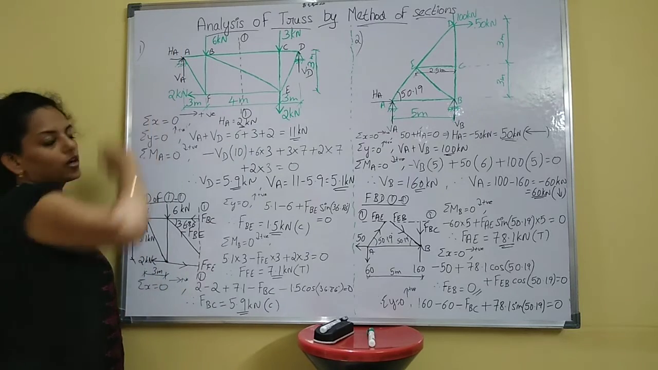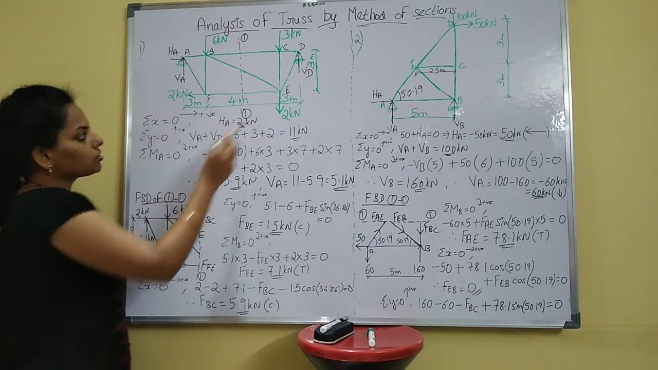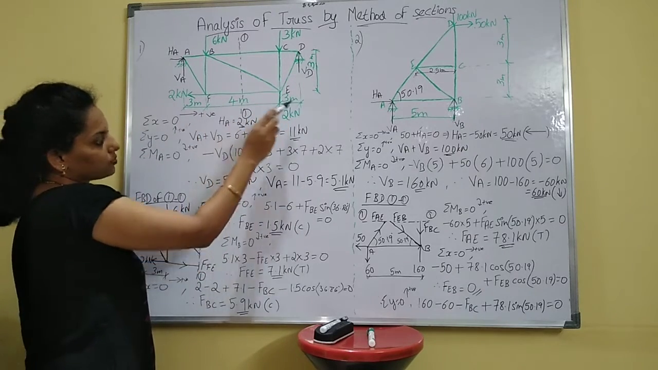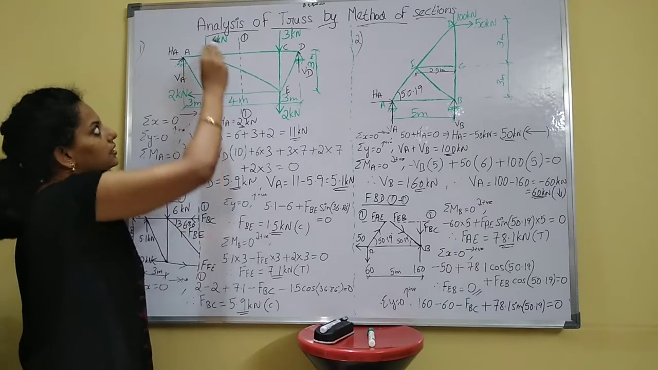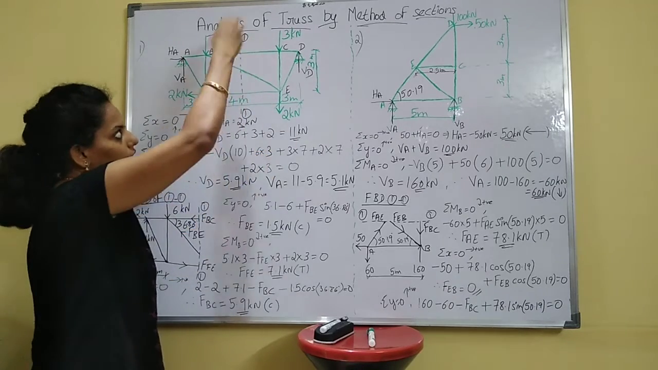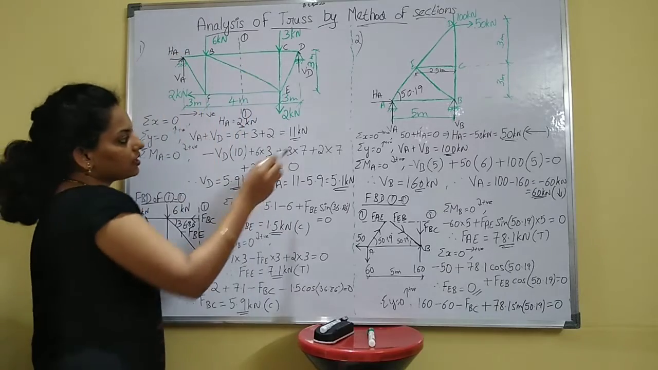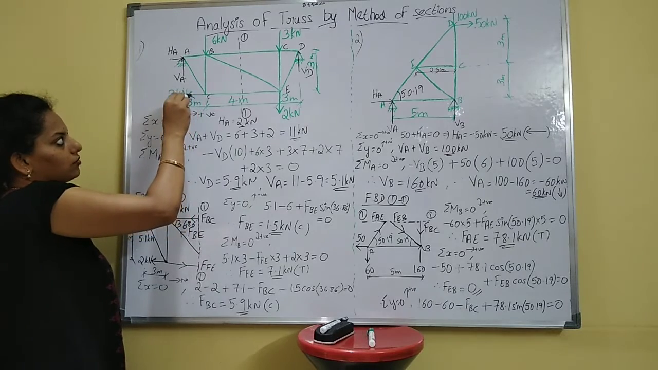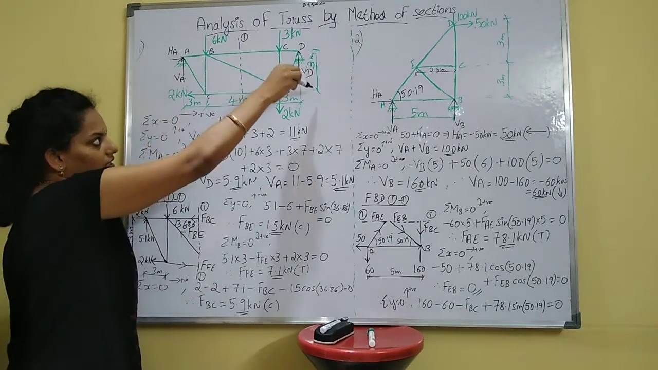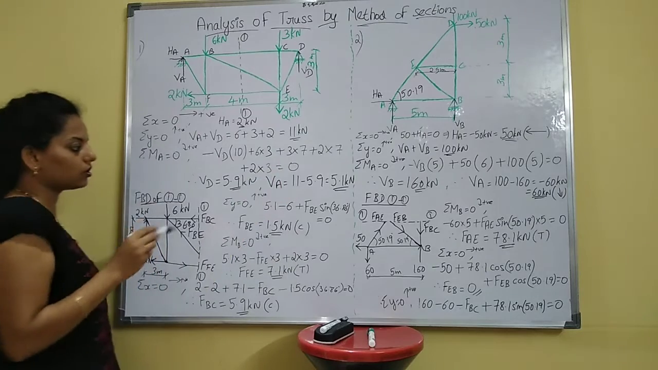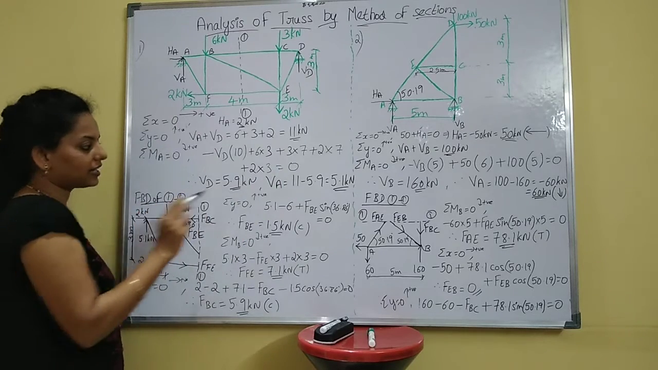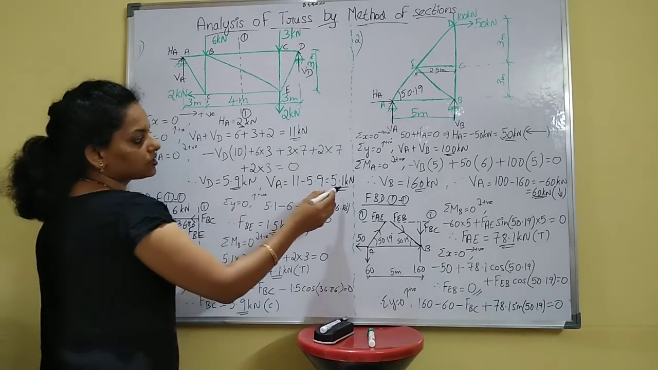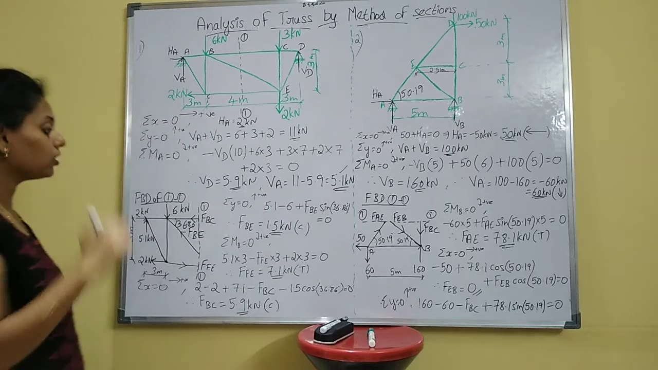Then consider moment at point A equal to 0, clockwise as positive. So anti-clockwise minus VD into total distance, which is 3 plus 4 plus 3, that is 10, plus 6 into 3 plus clockwise 3 into this distance 7 plus 2 into 7 plus here one horizontal force, that is 2 into vertical distance 3, equal to 0. Find out VD as 5.9 kilonewton. Substitute in this, you have VA, that is 11 minus 5.9, which is equal to 5.1 kilonewton.